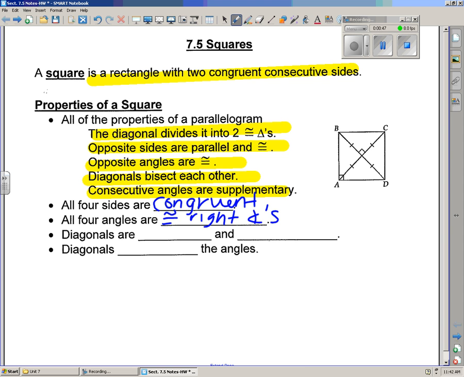Diagonals, not only are they congruent, but they're also perpendicular. And then the diagonals will also bisect the angles. This is where we got that 45, 45, 90 triangle from, if you think about it from the other unit. Because if all the angles are right and the diagonals bisect the angles, that's where we derive that 45, 45, 90. So the diagonal is always going to be x radical 2.